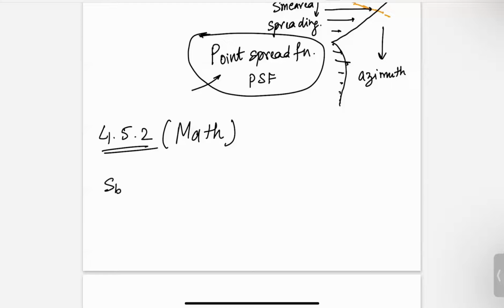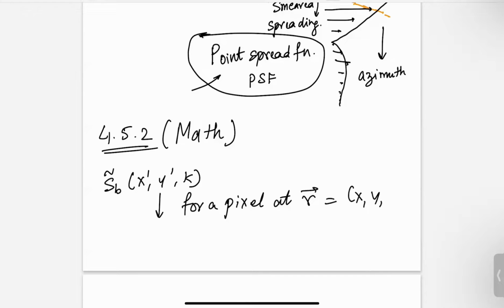Okay. So we have SB tilde, X prime, Y prime, K, right? So for a pixel at R, which is XYZ, you want to multiply this. To unwrap it, we need to multiply SB tilde of X prime, Y prime, K with the opposite phase for that pixel, right? e to the 2j K modulus of R minus R prime.